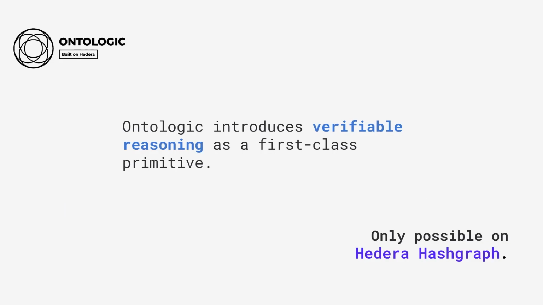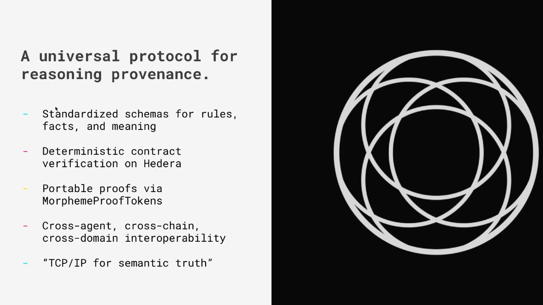Ontologic is a universal protocol for reasoning provenance. It provides standardized schemas for rules, facts, and meaning, a deterministic verification layer on Hedera, and portable proofs encoded as tokens, giving Web3 the equivalent of TCP/IP but for semantic truth.